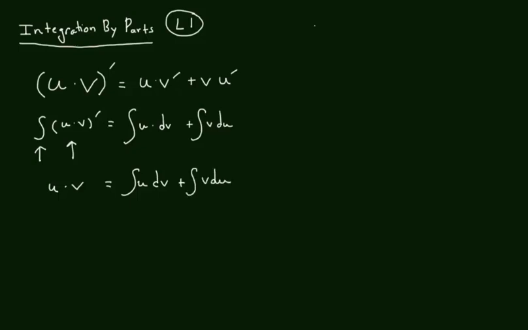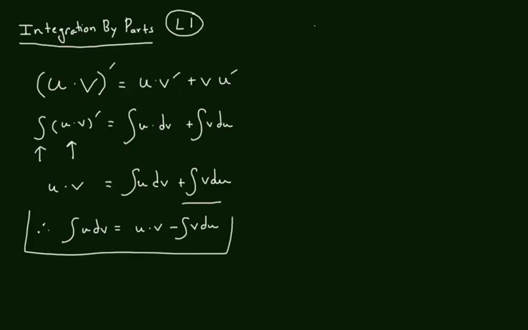And you're probably wondering, okay, why is this important? Well, if we solve this now for the integral of u dv, then I would simply subtract this quantity from both sides, and I would have u times v minus the integral of v du. So what have I done here? I have discovered or proved the formula for integration by parts.